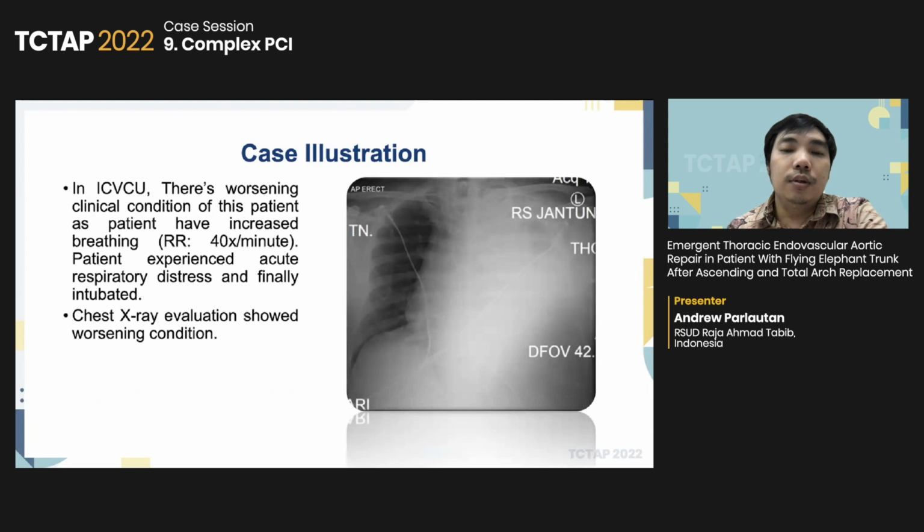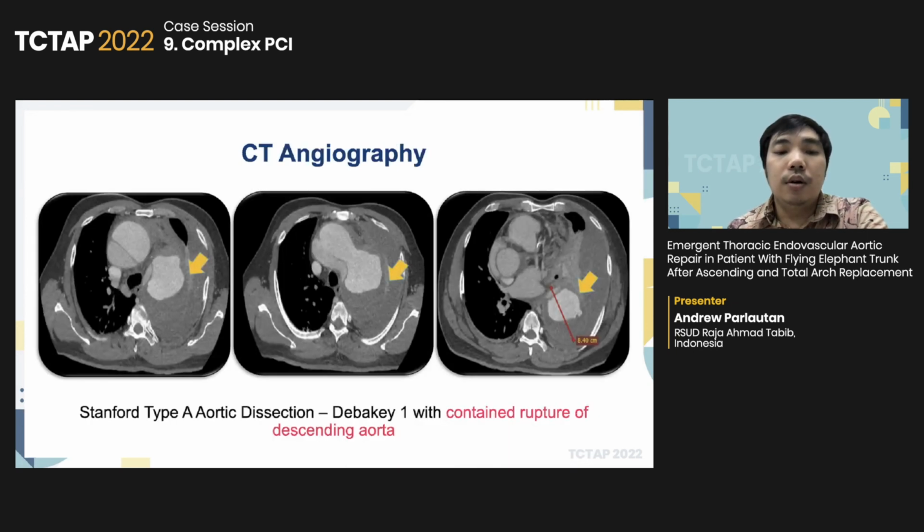The patient was sent to the critical care unit, but while there the condition worsened. The patient suddenly had rapidly increased breathing with a respiratory rate of 40, and we decided to intubate this patient and did a chest X-ray evaluation. From the chest X-ray, we can see there is a worsening condition from the previous one. We did the CT angiography, and now we can see there is a Stanford type A aortic dissection, the DeBakey I, but this time there is a contained rupture in the descending aorta.